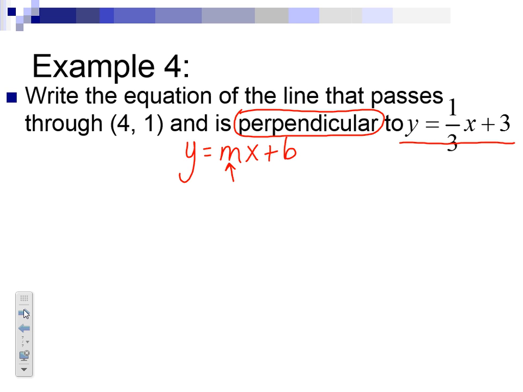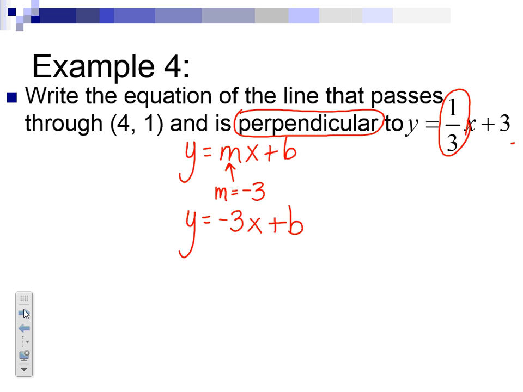Perpendicular to this line. Well, if you remember, perpendicular lines have slopes that are opposite reciprocals. This line has a slope of 1/3. So our new line would have to have an opposite reciprocal value of 1/3. If I make it opposite and reciprocal, it becomes -3. So my new line has a slope of -3, and that was given to me in that perpendicular to this line clue. So far I know my m is -3.